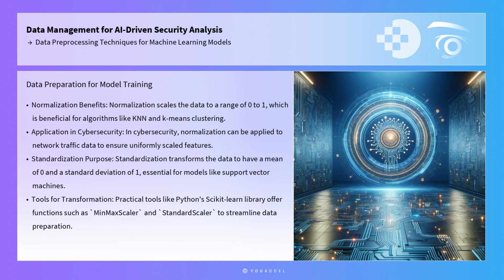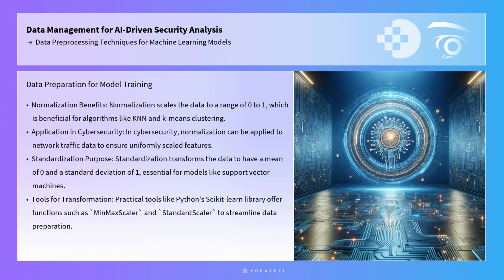Normalization scales the data to a range of 0 to 1, which is particularly beneficial for algorithms that compute distances between data points, such as KNN and k-means clustering. In cybersecurity, normalization can be applied to network traffic data to ensure that features like packet size and duration are uniformly scaled. Standardization, on the other hand, transforms the data to have a mean of 0 and a standard deviation of 1, which is essential for models like support vector machines that assume normally distributed input data.